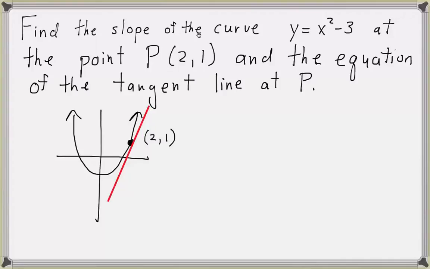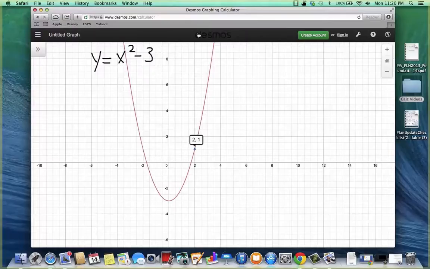And I've drawn the point (2, 1) and a red line to represent the tangent line at the point (2, 1). We define the slope of the curve at this point to be equal to the slope of this tangent line. Here's a better picture of the function, y equals x squared minus 3, and the point (2, 1). In order to find the slope of the curve at (2, 1), we're going to consider a point that's very near (2, 1), and look at the secant line passing through these 2 points. Looks something like this.